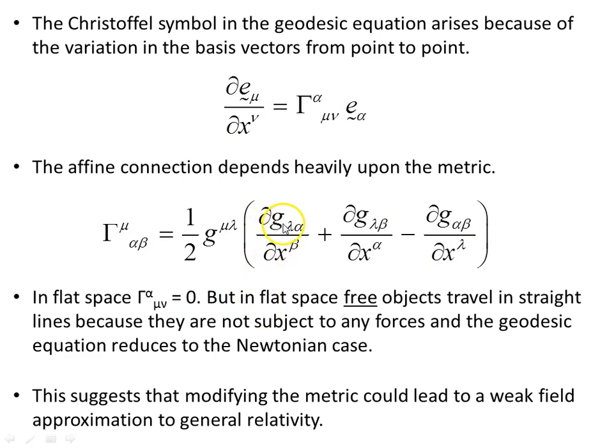because each of these partial derivatives goes to 0. But in flat space, free objects travel in straight lines because they are not subject to any forces, and the geodesic equation reduces to the Newtonian case because this disappears. Now, this suggests that modifying the metric could lead to a weak field approximation to general relativity.